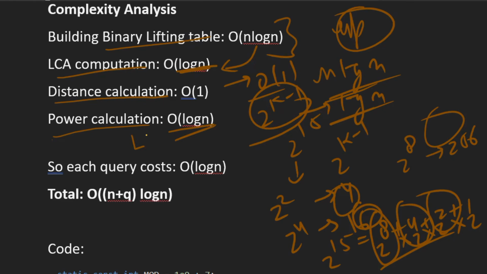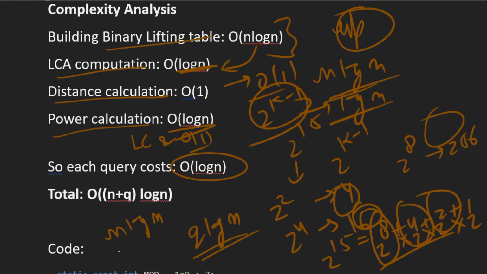For each query, first we need to compute the lowest common ancestor, and then we find the distance calculation in O(1) time. So for each query, the overall time complexity is O(log n). We have q queries, so the time complexity for all the queries is q log n. Initially we build the table, which takes n log n time, so the total time complexity is n log n plus q log n, right?